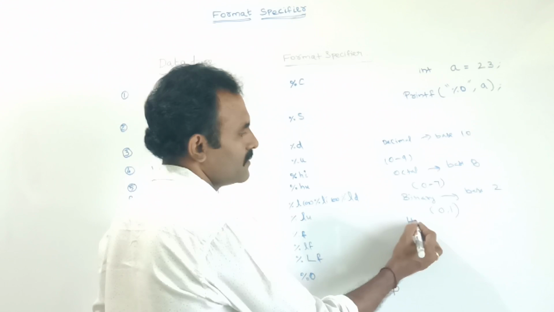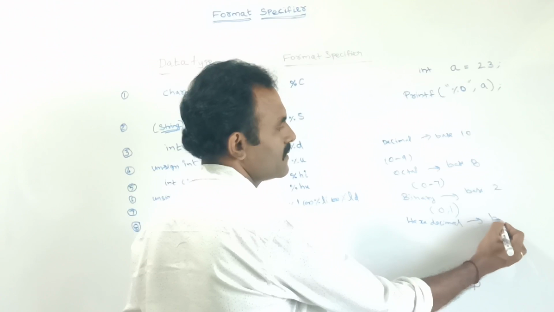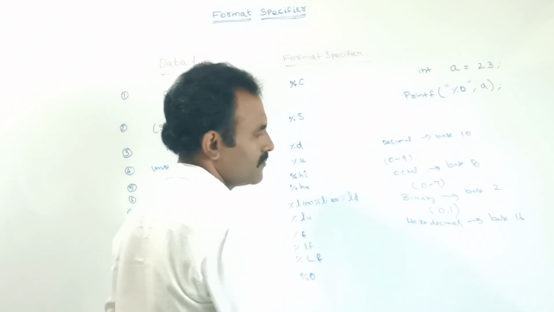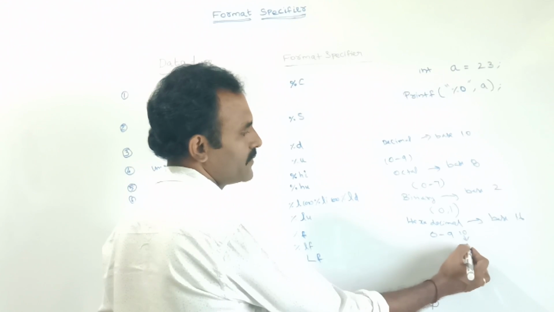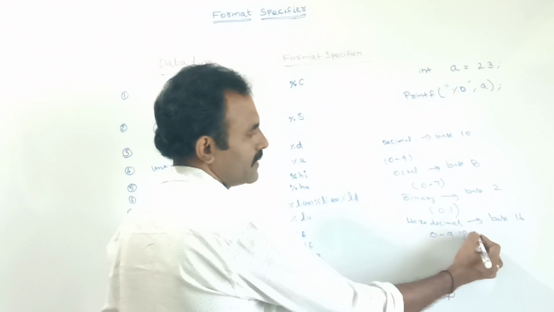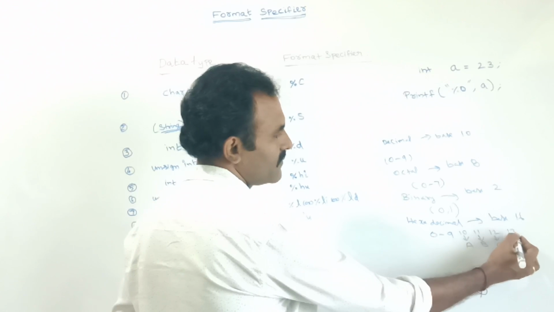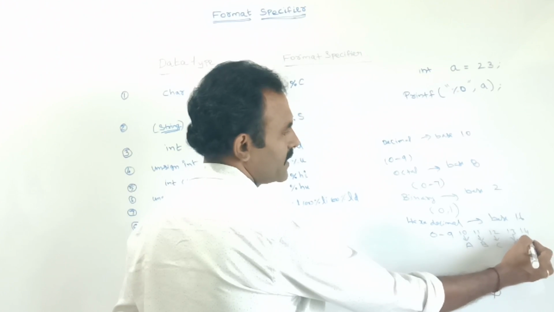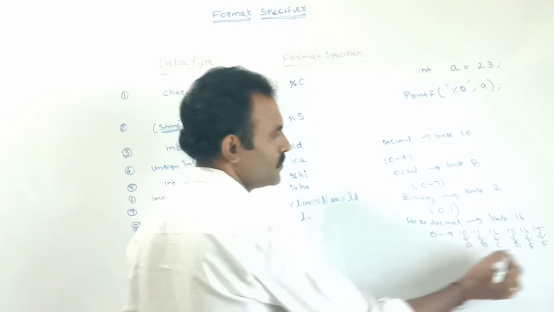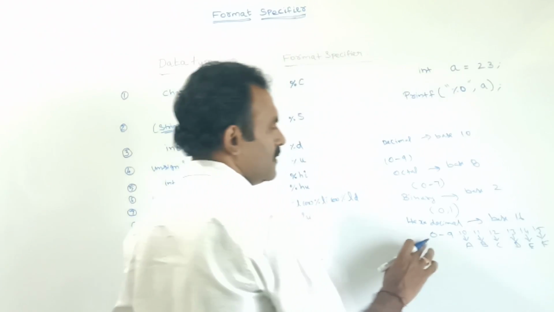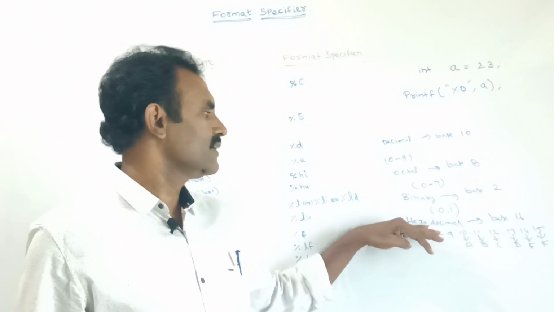For hexadecimal, the base value is 16, because after the digits 0 to 9, instead of 10 we use the letter A, for 11 we use B, for 12 C, for 13 D, for 14 E, and for 15 F. From 0 to F means 0 to 15, totally 16. So the base value of hexadecimal is 16.